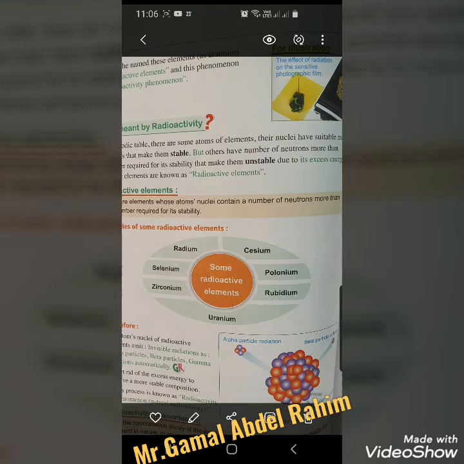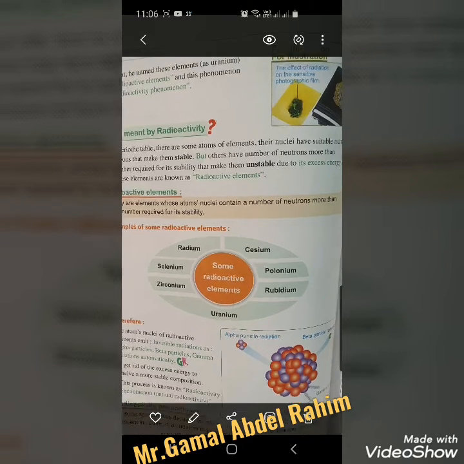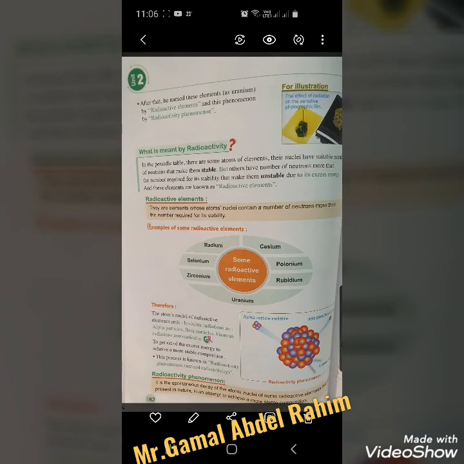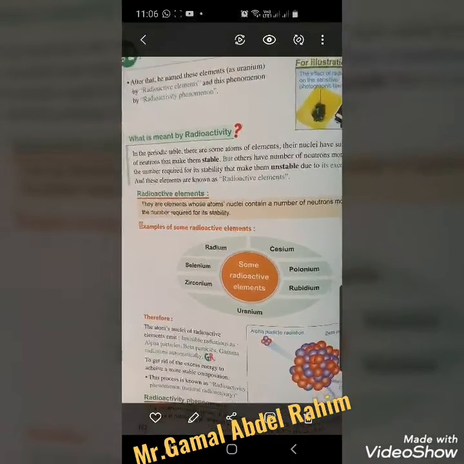rubidium, polonium, and cesium. Radium, cesium, selenium, polonium, zirconium, rubidium, and finally uranium. These elements are heavy elements. These elements are radioactive elements. These elements are unstable elements.